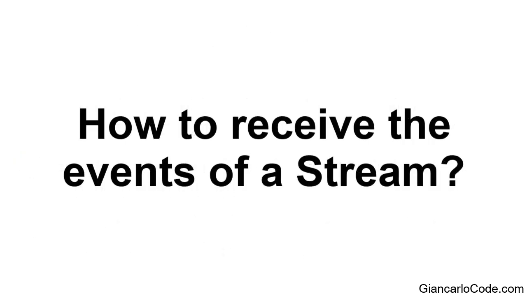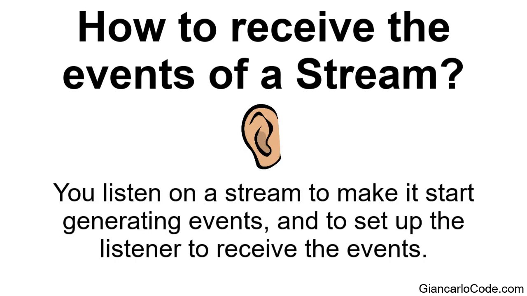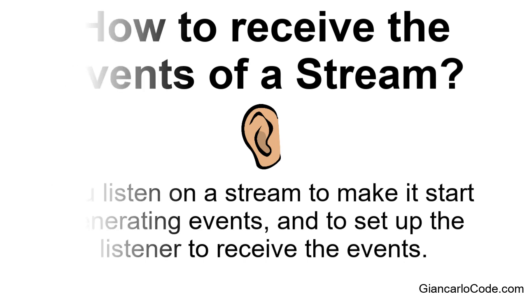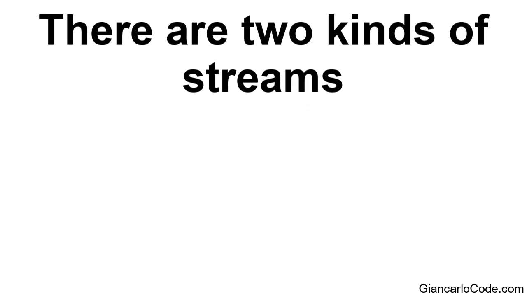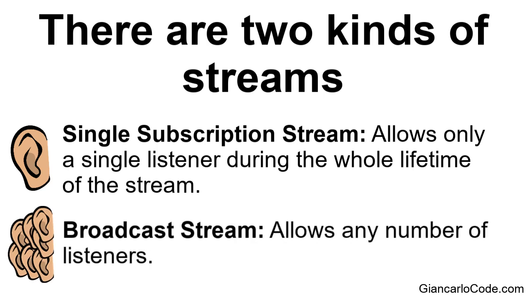How to receive the events of a stream? You listen on a stream to make it start generating events and to set up the listener to receive the events. There are two kinds of streams. Single subscription stream, which allows only a single listener during the whole lifetime of the stream, and broadcast stream, which allows any number of listeners.